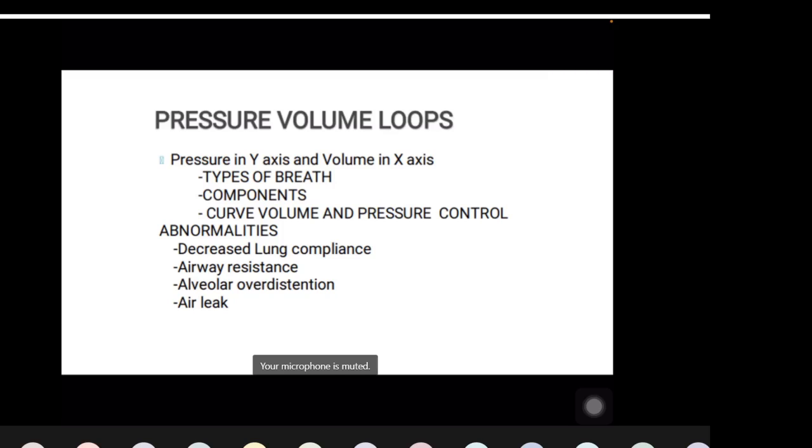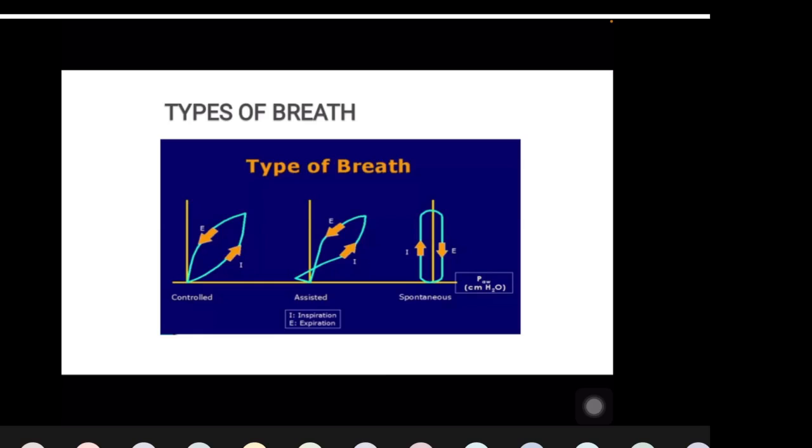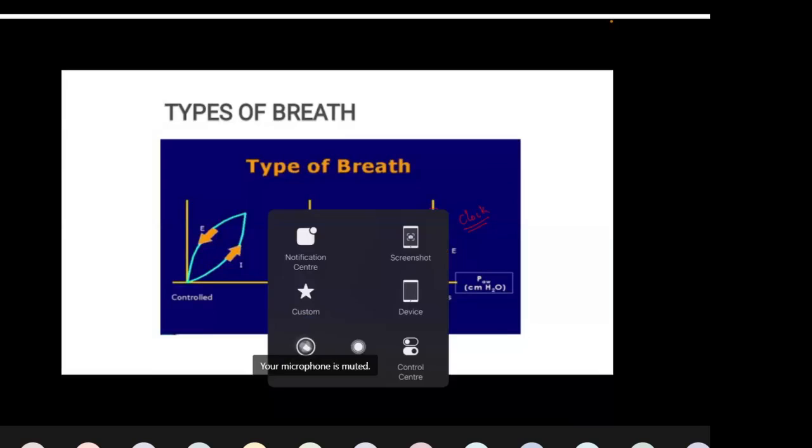So this is a typical spontaneous breath. In a spontaneous breath, it is always going in a clockwise direction. Here, since it's negative pressure breathing, inspiration will be towards the negative side. Once inspiration occurs, the expiration follows. So it is always in a clockwise direction.